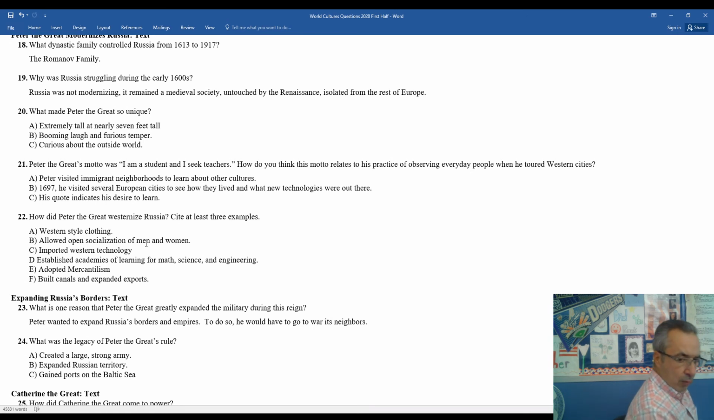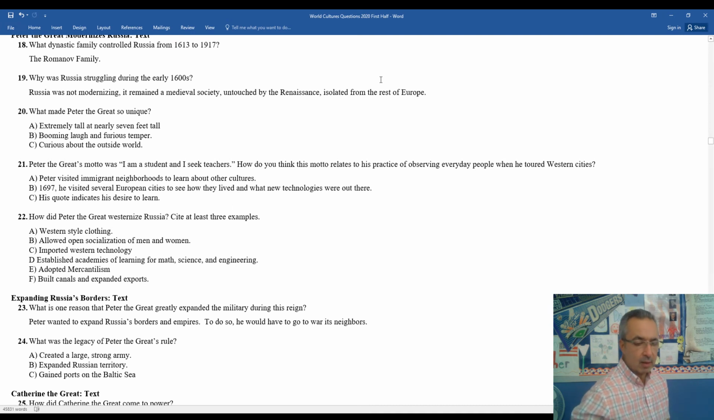Moving on to 23, what is one reason that Peter the Great greatly expanded the military during his reign? Well, you can kind of make some assumptions on that. He wanted to expand Russia's borders and empires, and in order to do so, he would need to go to war with his neighboring countries. When you look at the legacy of Peter the Great, he created a large, strong army, expanded Russian territory, and gained ports along the Baltic Sea.